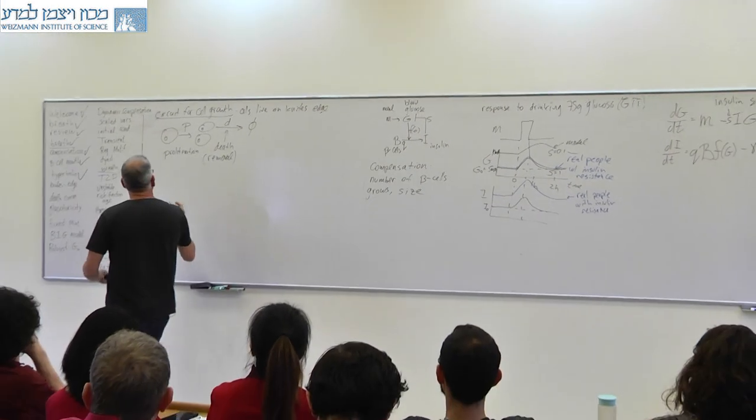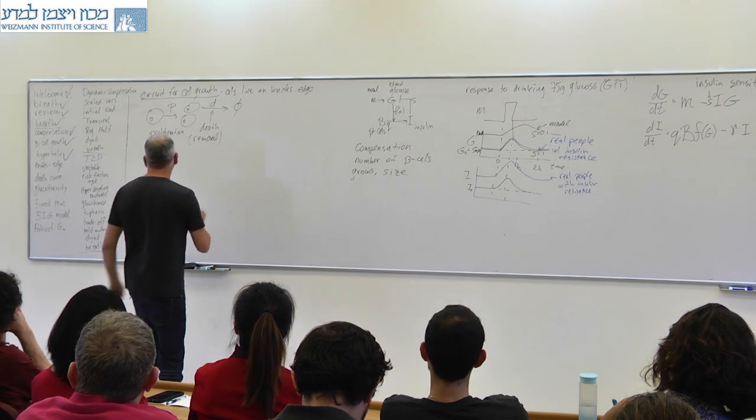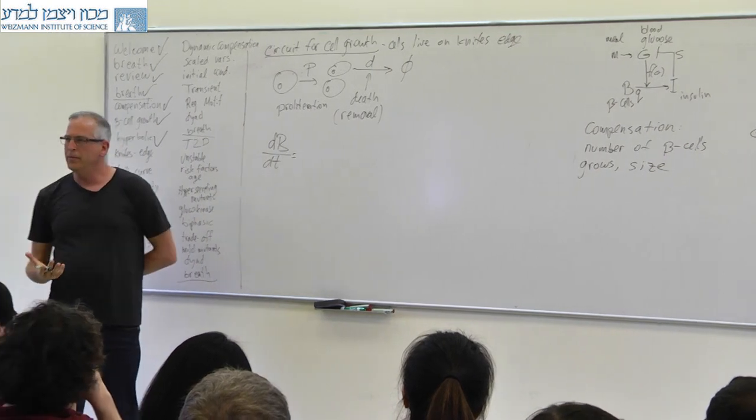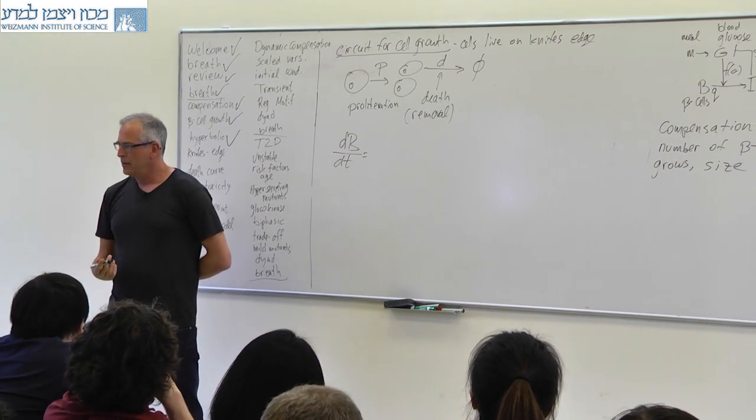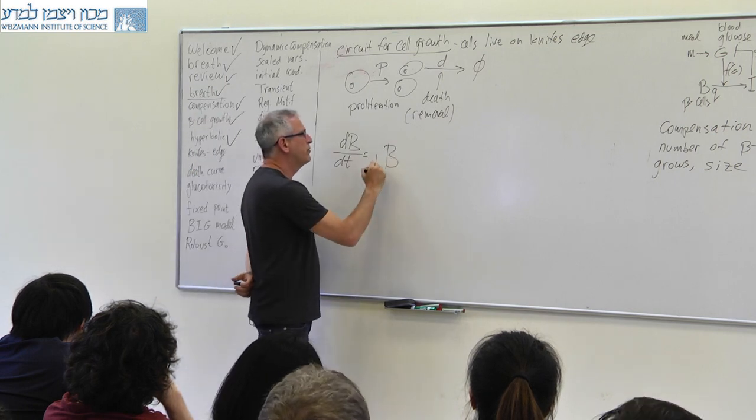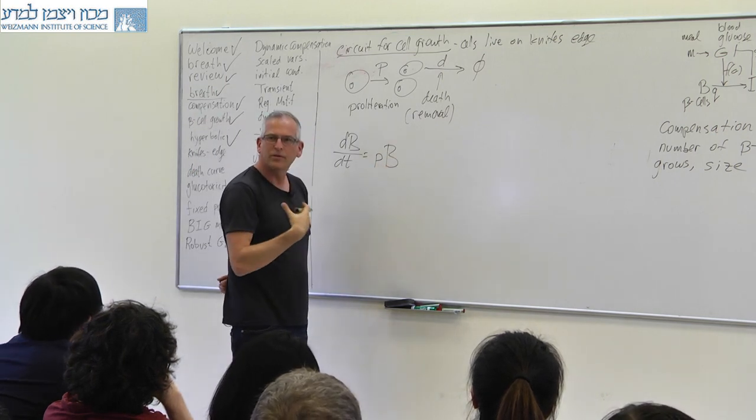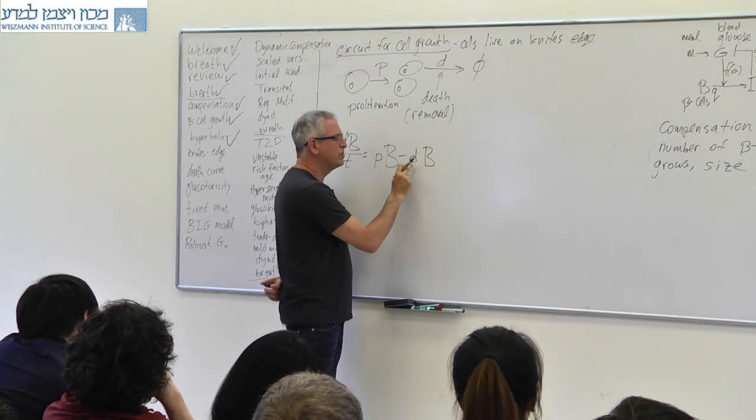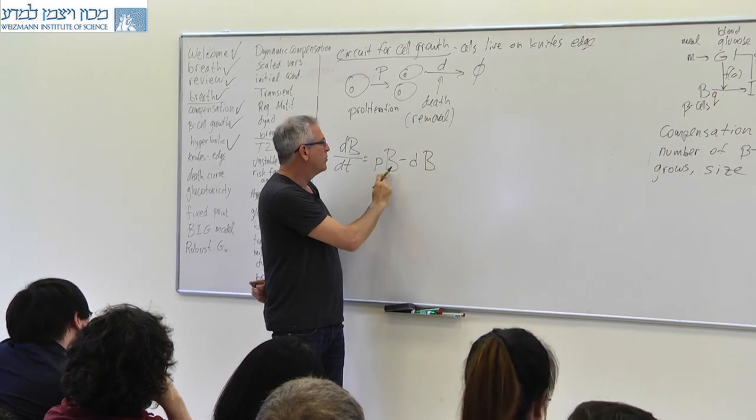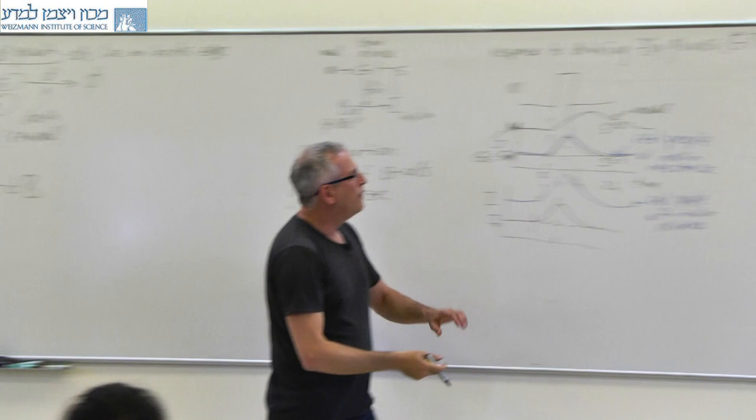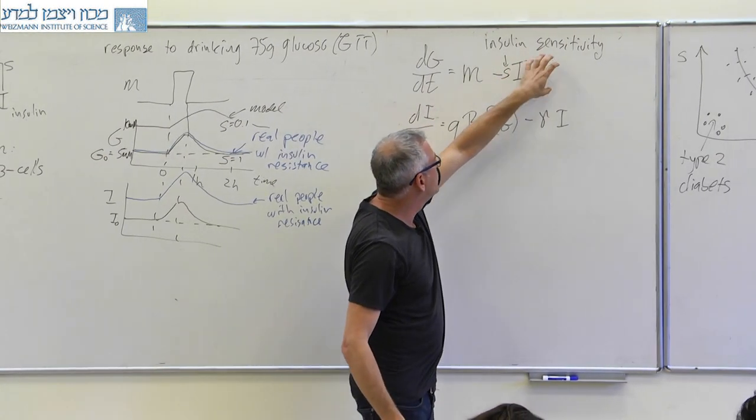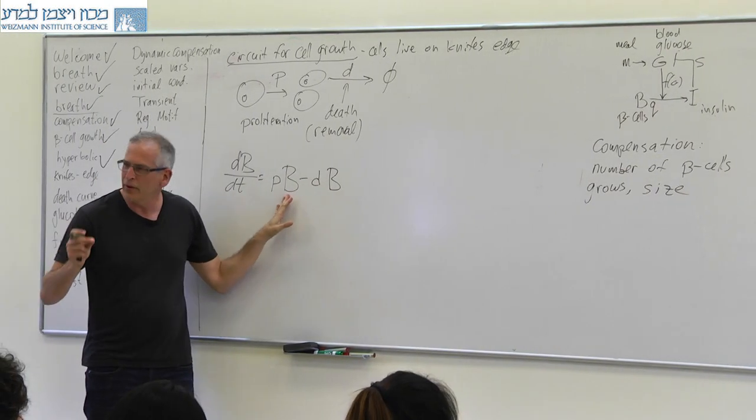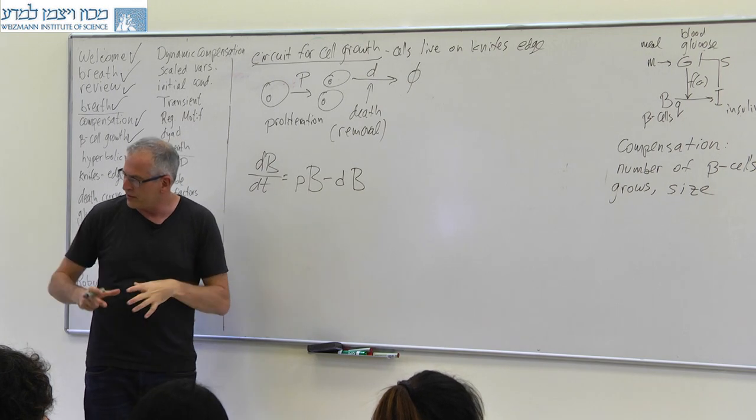If we want to write an equation for cells, this is the rate of change of beta cells. How many beta cells are made per minute? It's the number of beta cells times the proliferation rate, because beta cells can only come from beta cells. And how many are removed per minute? The number of beta cells times their probability to die. So we have B on both sides. Unlike here, where we have glucose only in the removal, here we have cells in both production and removal because all cells come from cells. That's the problem. Cells are exponentially growing stuff.